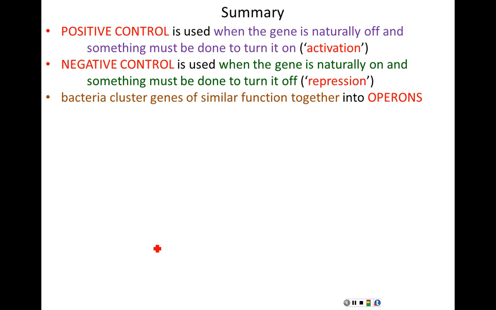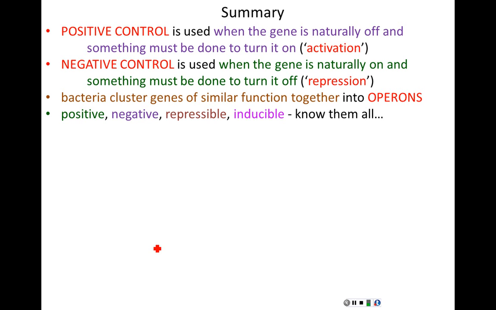It makes regulation easier. It allows the cell to coordinate its regulation. Operons are under the control of a single promoter, and the different genes of an operon are transcribed as a single messenger RNA. We then went on to define these terms of not only positive and negative regulation, but repressible and inducible regulation, and we saw that we have operons that come in all four types: positive repressible, positive inducible, negative repressible, and negative inducible.